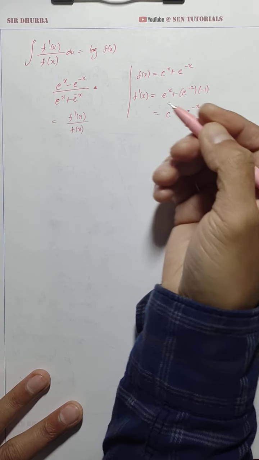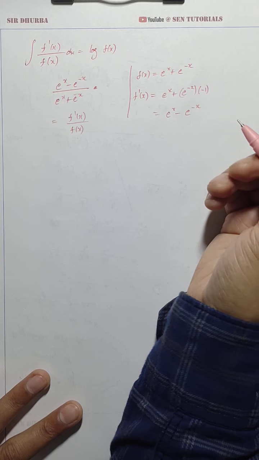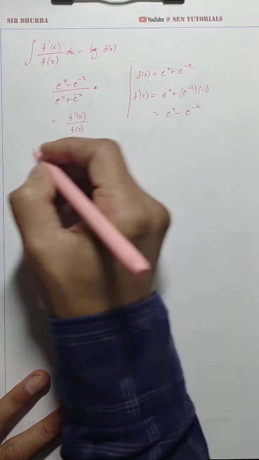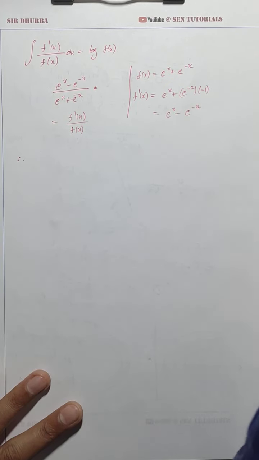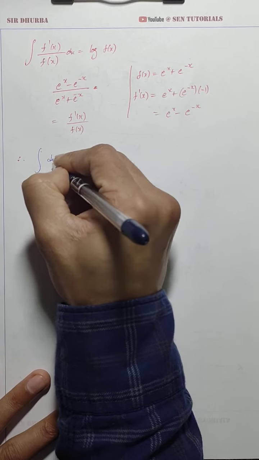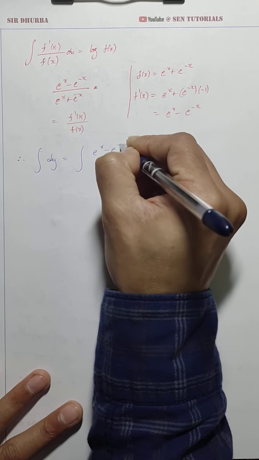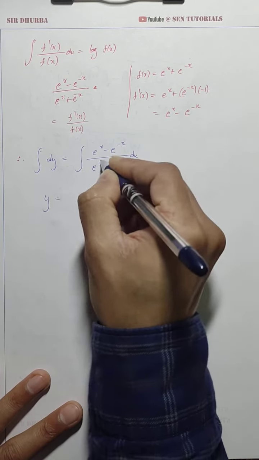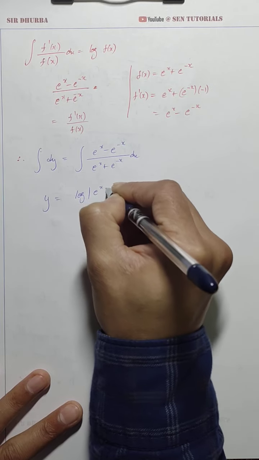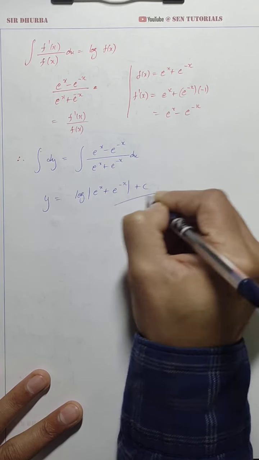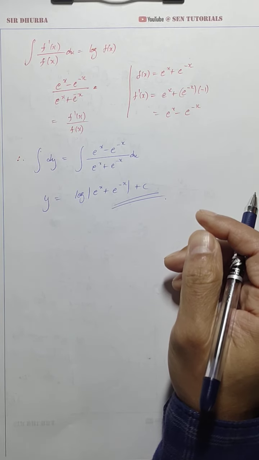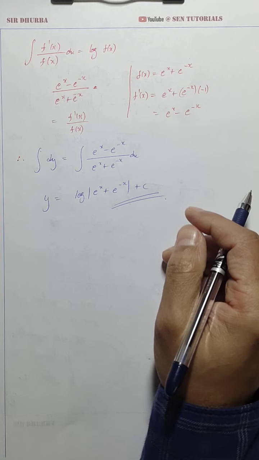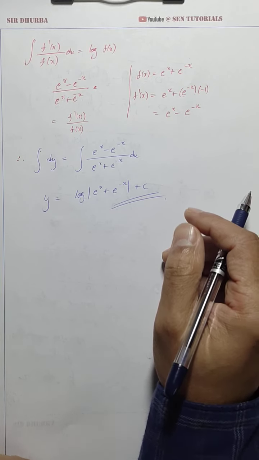That's why I was telling you, your concept on differentiation can be very helpful for time saving and quick solution also. So I'll write it once again. Integral of dy equals integral of e power x minus e power minus x over e power x plus e power minus x with respect to x, which can be written as y equals log of e power x plus e power minus x plus c. So if your concept on differentiation and integration is good, you can save a lot of time. Okay.